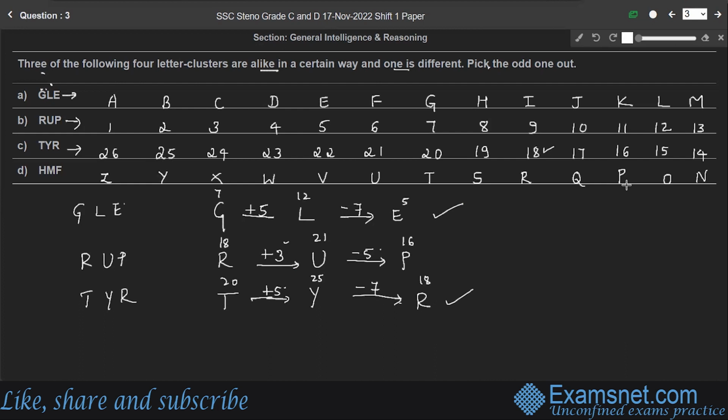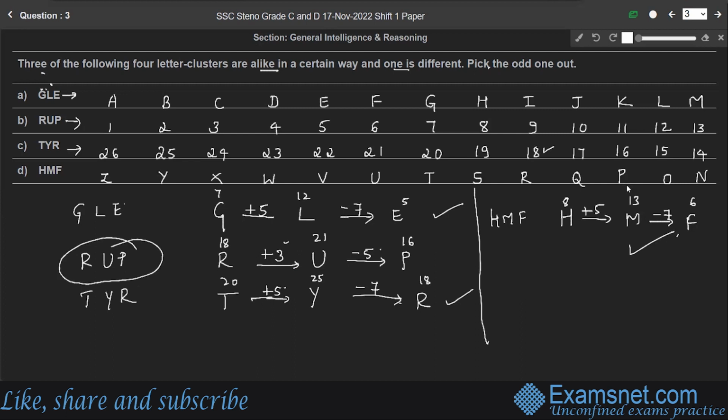So we'll consider the last cluster, which is HMF. Positional value of H is 8, right? Whereas M is 13. So 8 plus 5 is 13. Whereas the last letter is F. F is 6. So 13 minus 7 is 6, which follows the same logic. First letter plus 5, second letter minus 7, right? Therefore, the second cluster doesn't follow the same logic. Therefore, which is the odd one? Option B is the odd one.